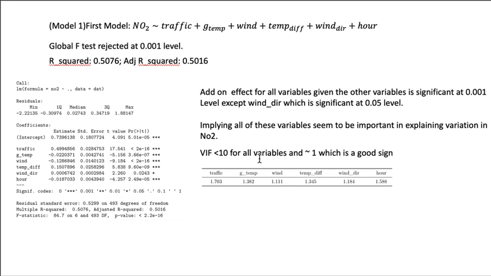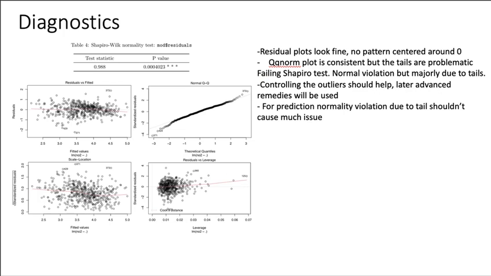And then we look at the variation inflation factor, which is less than 10. So that is also good. So this was our first order model. Let's look at the diagnostics. So the residual plots look fine. I don't see any patterns. It's centered around 0.